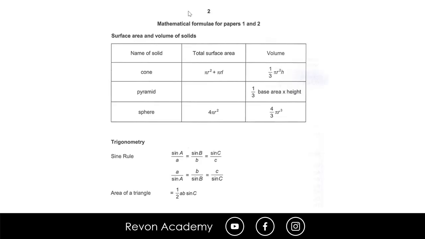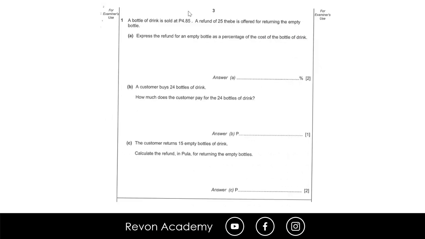So let's go ahead. This is the formulae page, usually for paper 1 and paper 2. I didn't include the cover page in this video, but you'll see it in the description. Yeah, so let's try the questions.